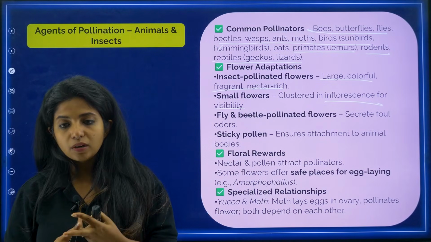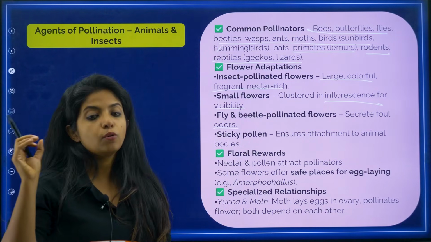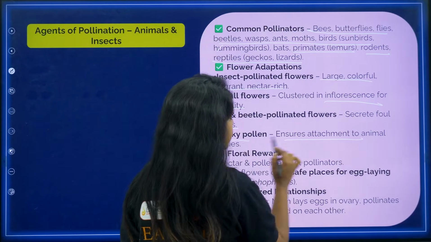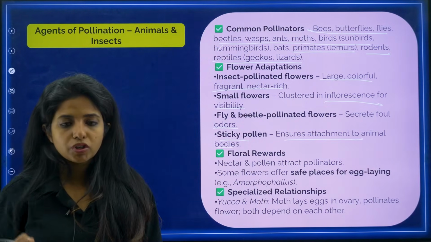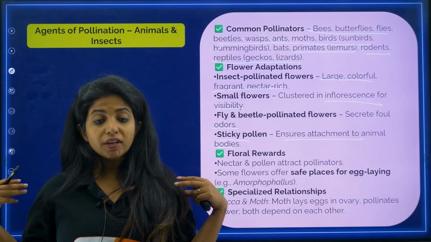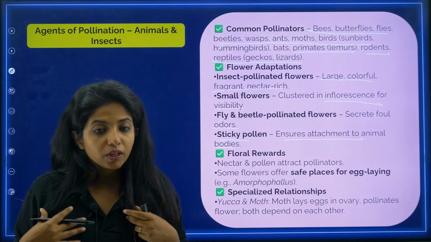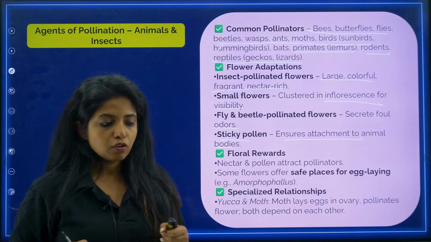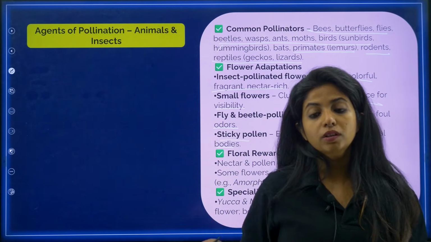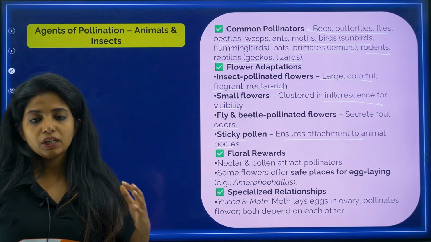Fly and beetle pollinated flowers secrete a foul odor, because flies and the like get attracted to foul odor. There will be sticky pollen ensuring attachment to the animal's body. So always use logic. An animal is coming over here and sitting on the plant for nectar. If the pollen grains are not sticky, they won't stick. What is the purpose? This particular animal coming for the nectar should go to another flower, and when it goes to have the nectar there, it should transfer the pollen grains. So the pollen grains should be sticky, my dear children.